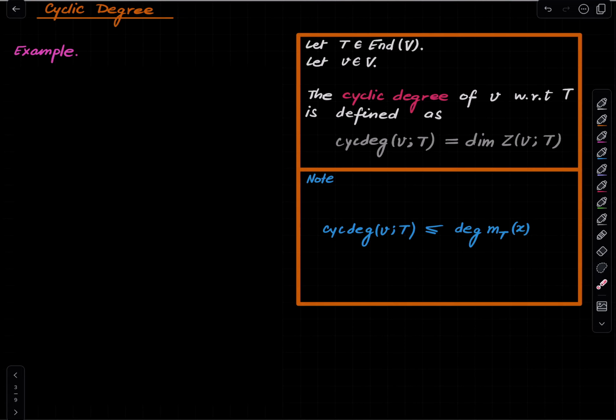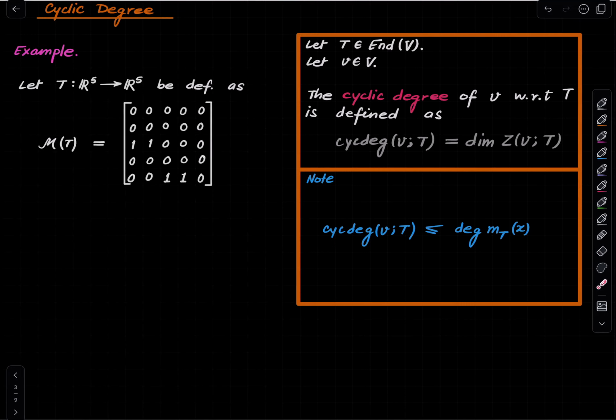Okay, and here is a comment which might not be immediately obvious, but it will be very clear in the next slide. What we are saying is that the cyclic degree of the vector v is at most the degree of the minimal polynomial of T. This may not be immediately clear from this definition itself, but just wait for the next slide and you will see that this will be very, very clear. And let us see an example.